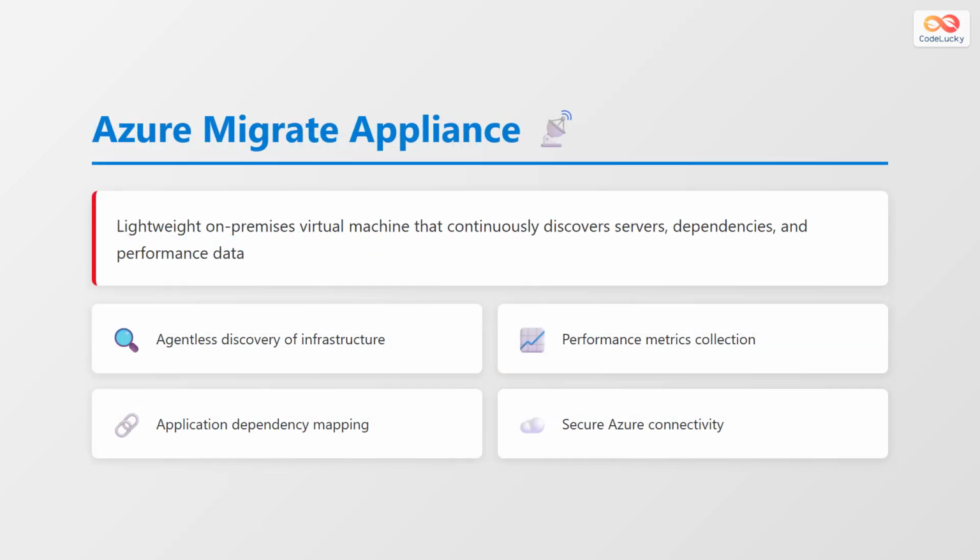The Azure Migrate Appliance is a lightweight virtual machine that you deploy in your on-premises environment. It continuously discovers servers, dependencies, and performance data without requiring agents on each machine. The appliance collects performance metrics, creates application dependency maps to understand relationships between systems, and maintains a secure connection to Azure for transmitting discovery data.